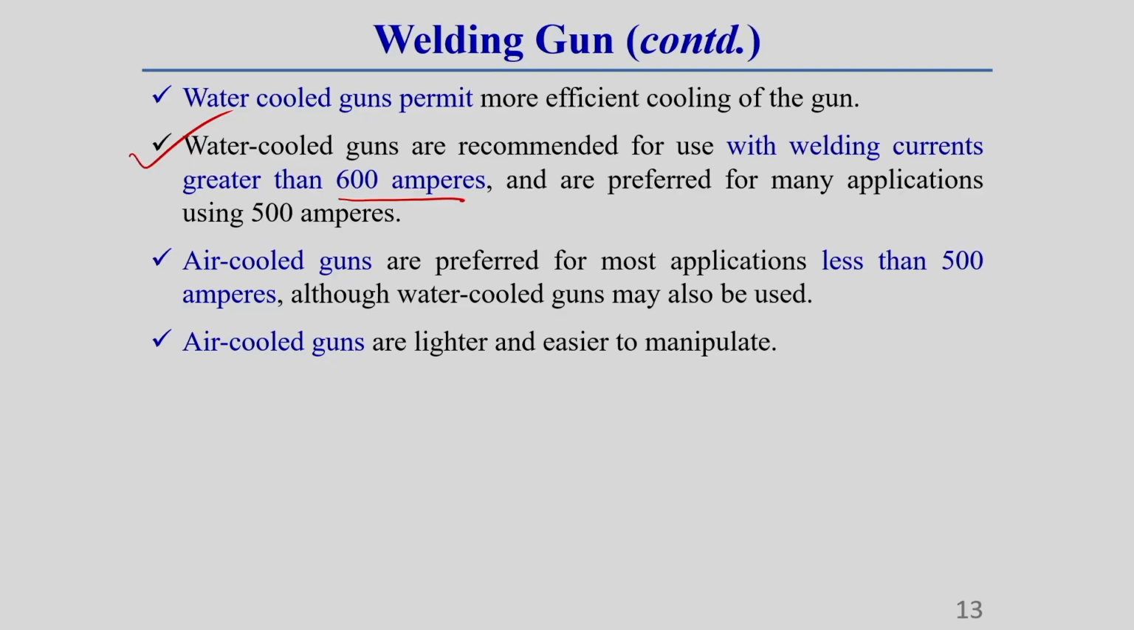That is why in many applications using 500 ampere also, air cooled guns are preferred in most applications where the current range is less than 500 ampere. Though sometimes a water cooled gun may also be used below 500 amperes, because with water cooling you can better control the cooling of the nozzle as well as the contact tube. So, water cooling can be used at any current, but somewhere it may be very urgent, somewhere it may not. Air cooled guns are lighter and easier to manipulate, because an extra water cooling system is not required.